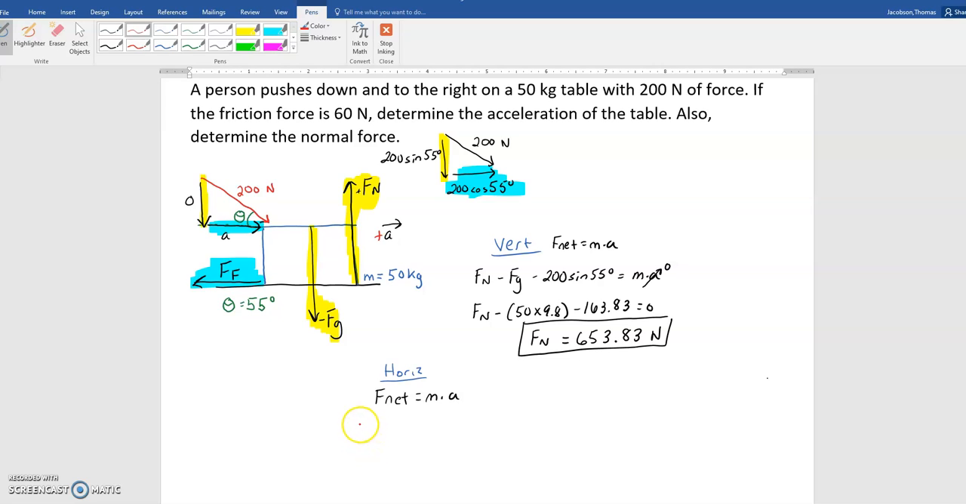Now, I am going to say that the positive acceleration is to the right, which means the force going to the right, which is the 200 cosine 55 degrees, is going to be positive, and I'm going to subtract off the friction force, which in the problem is 60 newtons, and that's going to equal our mass of 50 kilograms times A. And then we can do the rest on our calculator. So what I would do is just type in 200 cosine 55. Then I would hit enter, and I'd subtract off 60. And then I need to get A by itself, so I would divide both sides by 50. So I would divide the number I just got by 50, and I get 1.09.